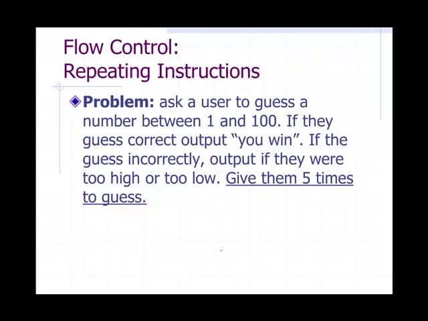All right, let's see how this works. Ask a user to guess a number between 1 and 100. If they guess correctly, output you win. If they guess incorrectly, output if they were too high or too low, but give them 5 times to guess. When you have to give them a specific number of times to guess, what we're talking about is a for loop, because remember, for loops are specific.